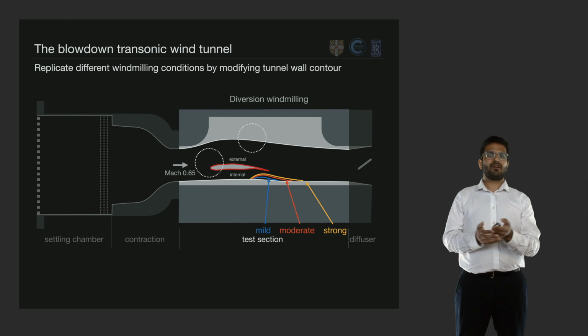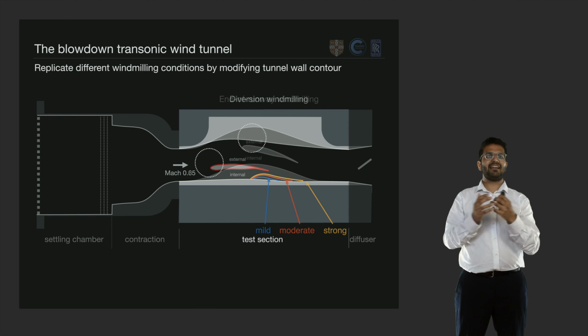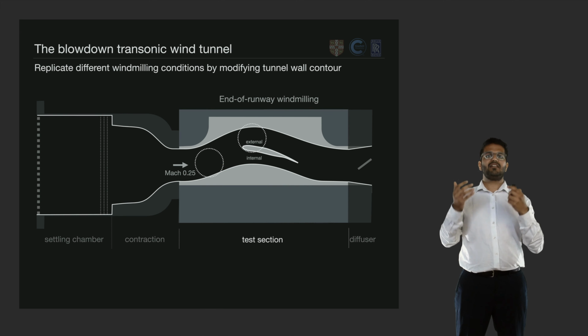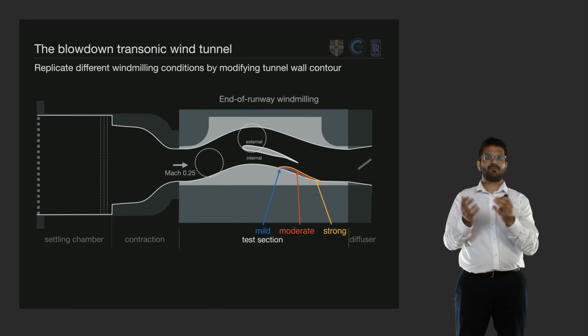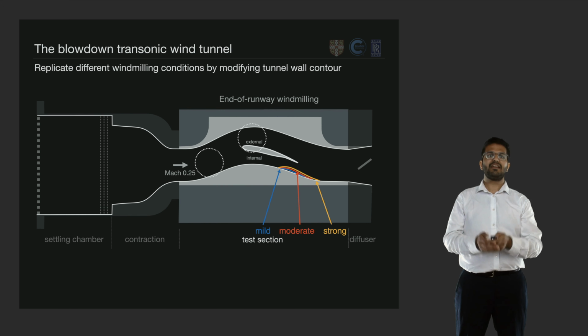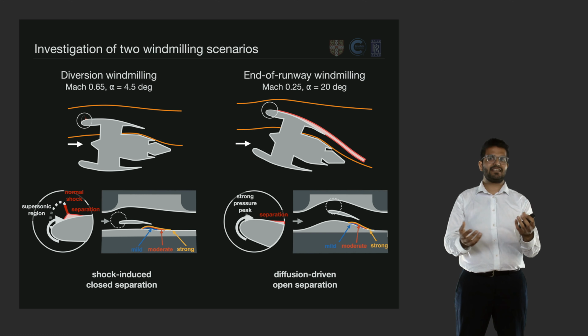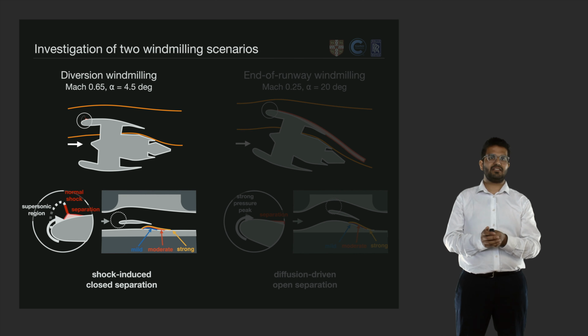Now, for the end-of-runway windmilling condition, there's an analogous setup, and again, we've got three different bump heights which correspond to three different severities of windmilling in this scenario. And so we've now got two wind tunnel setups which allow us to investigate the flow field for diversion windmilling and end-of-runway windmilling. So let's start off by seeing what the flow looks like in the diversion windmilling condition.